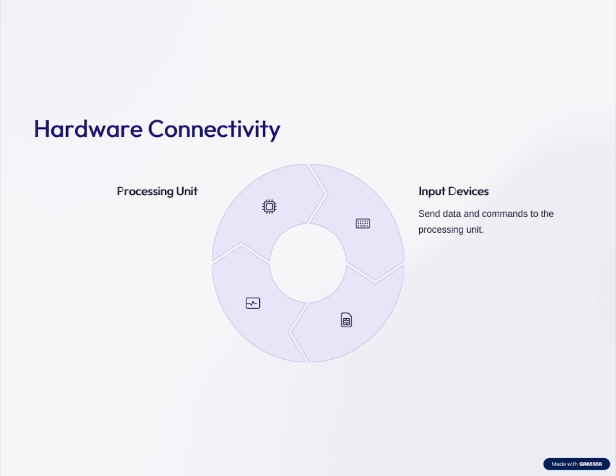Now, the processing unit, which is the immediate neighbor of the input devices, will always receive data from the input devices, and it is the brain of the computer that processes the instructions that have been entered using the input devices. Another close neighbor to the processing unit is what we call the output devices. The output devices will aid in displaying or printing the processed information.